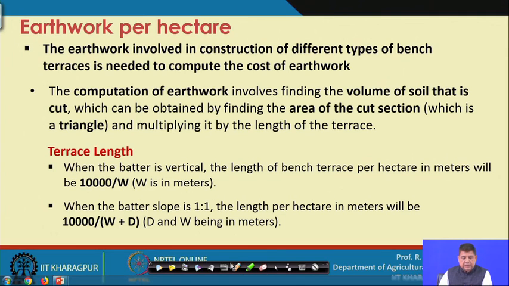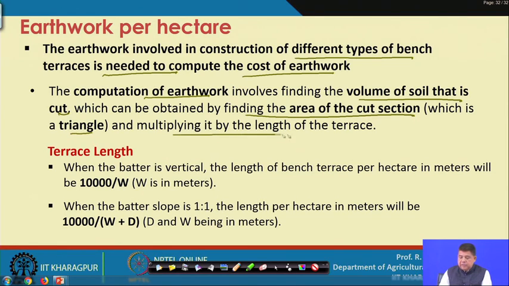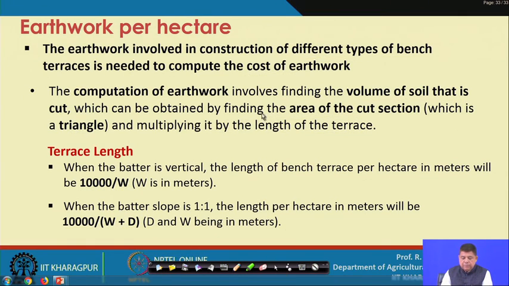Now, earthwork per hectare can also be considered. Earthwork involved in construction of different types of bench terraces is needed to compute the cost of earthwork, and computation of earthwork involves finding the volume of soil that is cut, which can be obtained by finding the area of the cut section, which is a triangle, and multiplying it by the length of terrace. And terrace length is obviously 10,000 by W, where W is the width of the terrace. If it is a 1:1 riser, then it is 10,000 by W plus T. So, this is how we can find out the terrace length, and then for volume we have to find out the area of the triangle.